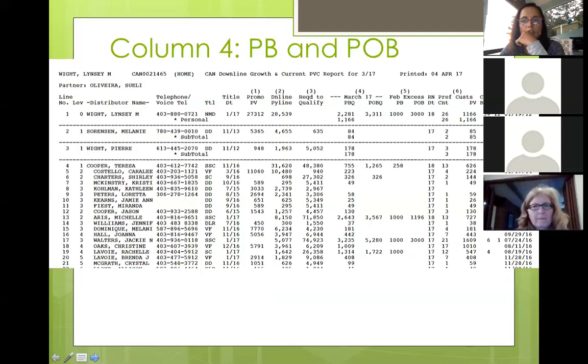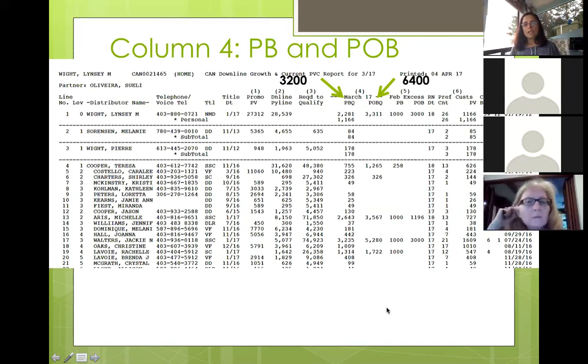Okay. So again, that's a good solid number, 2281 that she has, and that comes from her 1166 in column 6, plus people like Melanie and Pierre, his 178, because he's a DD, that's all being added in that. Making sense, right? Those things are going in there. Teresa's is not counting because she's above a DD, right? Make sense? Okay. And then the POBQ, remember I said I was going to talk about POB.